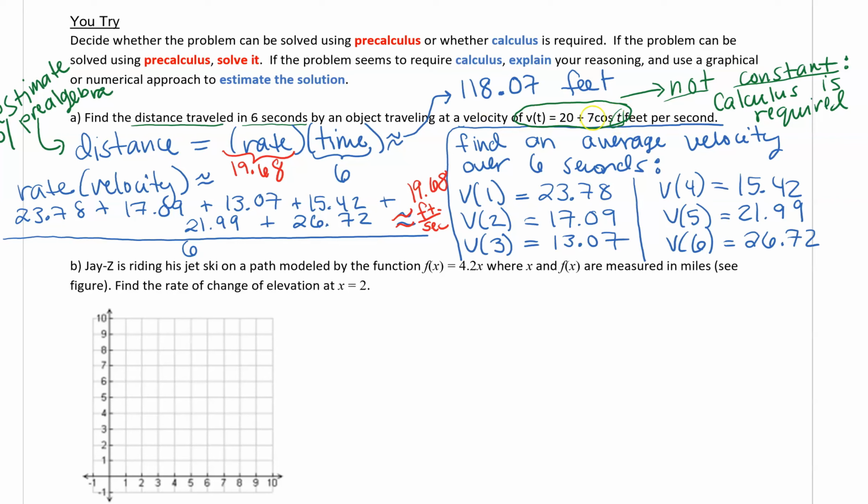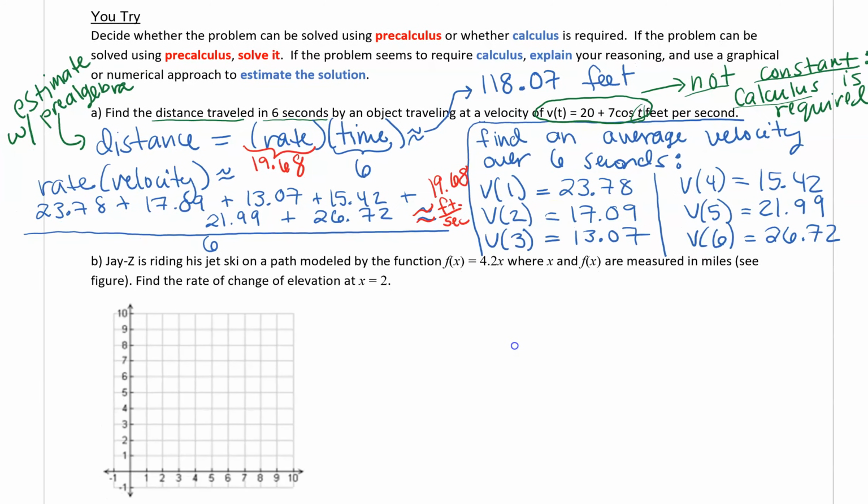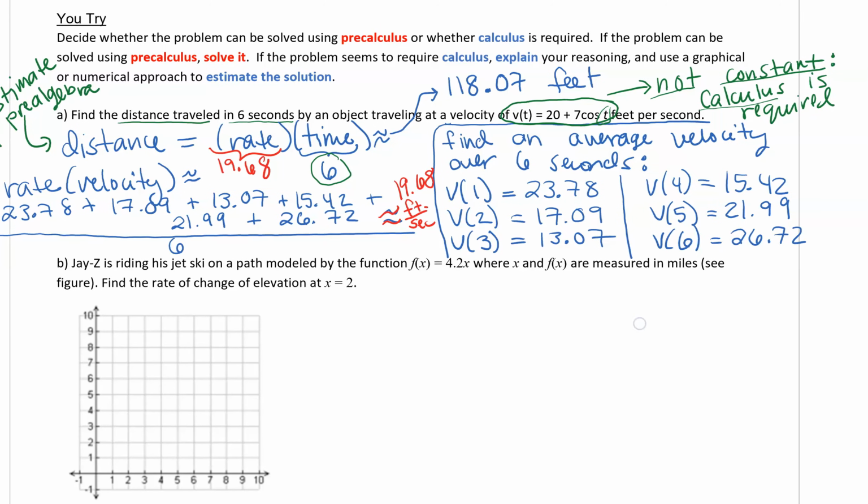It's changing. So this is a situation where, in order to find this distance traveled exactly, I would definitely need calculus. But with a little bit of pre-algebra, I could get an estimate because I know the formula, distance equals rate times time, and I know my time was 6 seconds. What I could do is find an average velocity over that 6-second period. I could find a few velocity values and take their average over those first 6 seconds. And again, there are lots of different ways you could do this. I just went ahead and used each second.